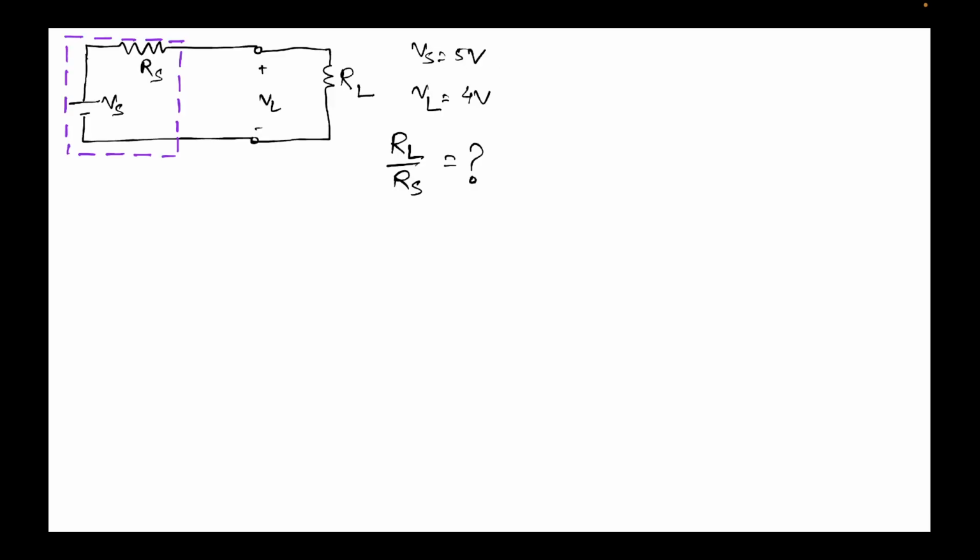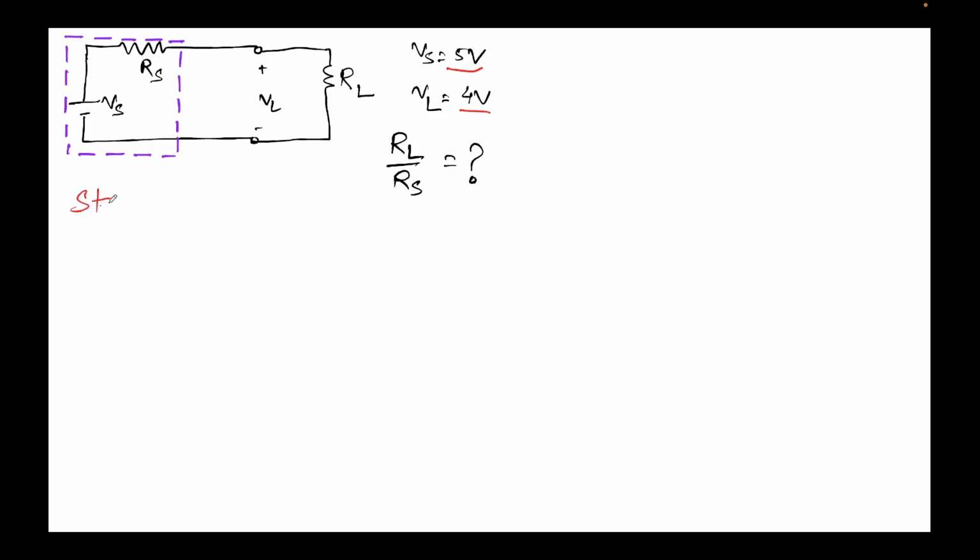Let's come back to our problem which we were trying to solve. Inside the purple box, we have a practical voltage source with open load voltage Vs of value 5 volts and an internal resistance Rs. When we applied a load RL, we were given that we read a voltage of 4 volts across the load. We were required to find the ratio of RL over Rs.